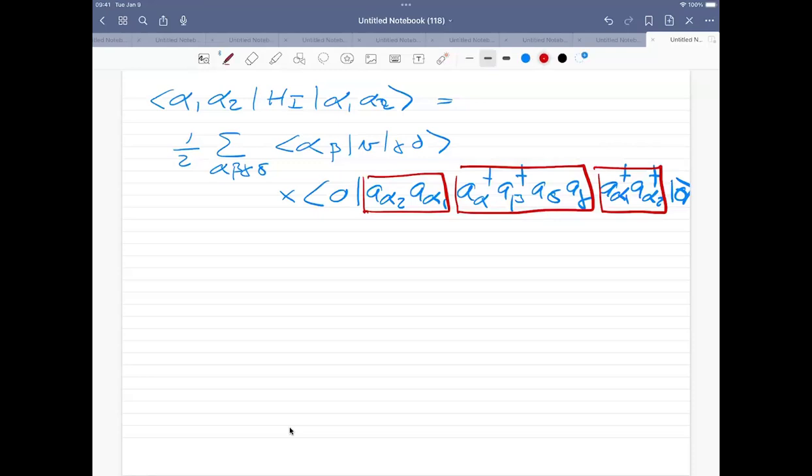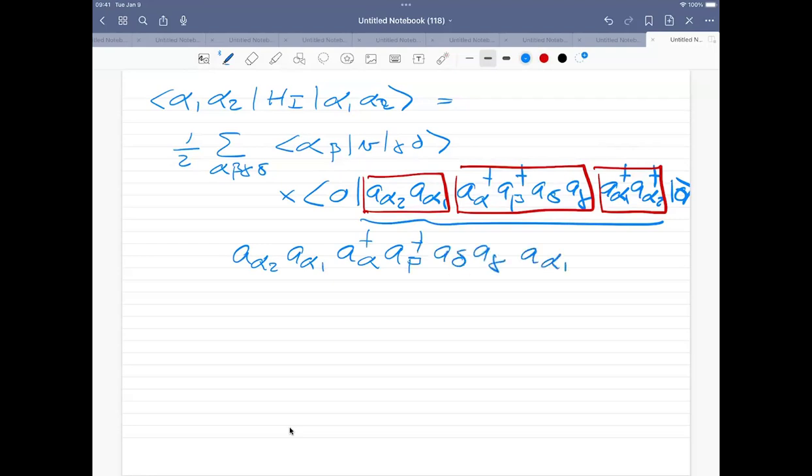So let's take a look at these terms here. It's pretty common when you look at these contractions to just skip the vacuum expectation value and rewrite it in terms of A alpha 2, A alpha 1. So we just leave out the vacuum-to-vacuum expectation value and use a more compact notation when we are performing the contractions.